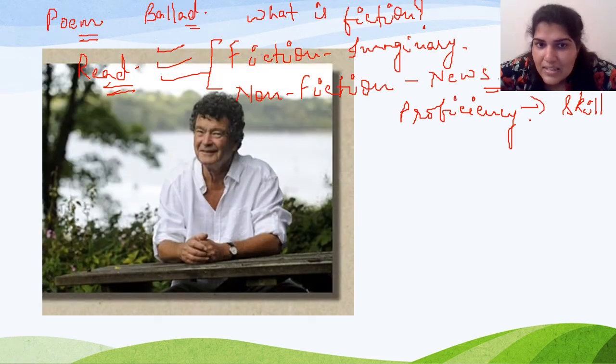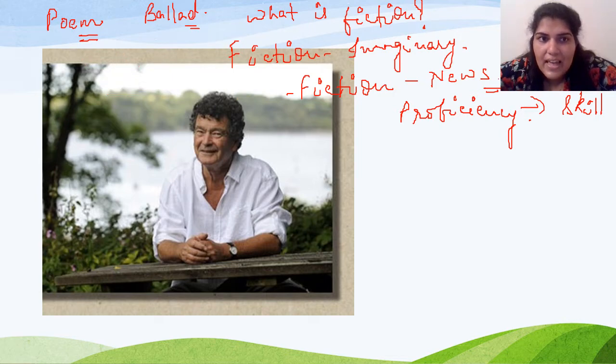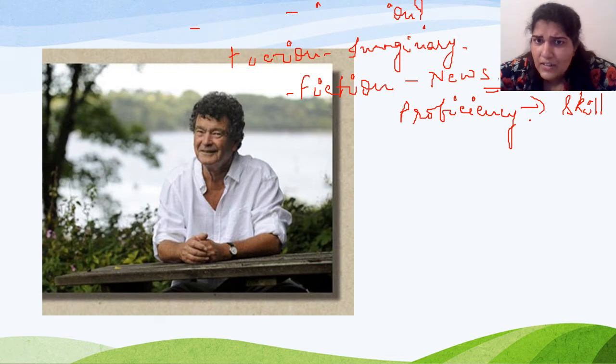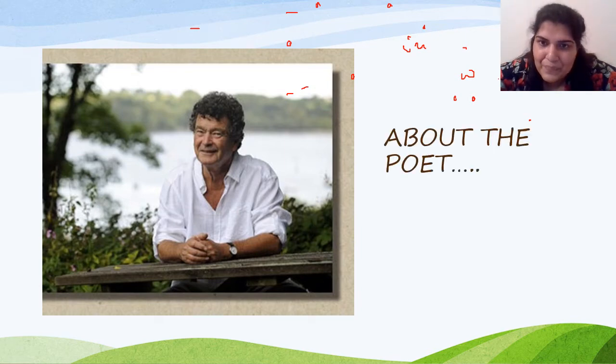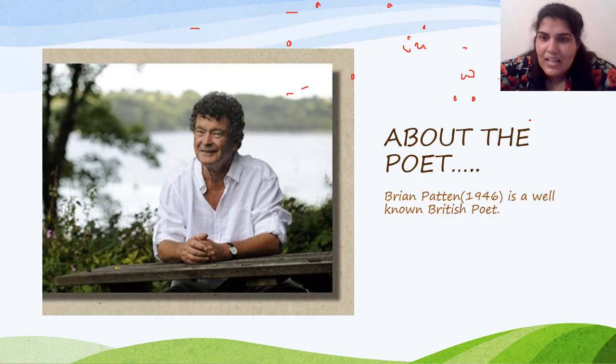So, who is this person in this picture? You must be wondering. Who is this person? This is a very handsome person. Handsome, an adjective I just used for this individual. So, this person is Brian Patten, the poet of this poem. So he is the poet.